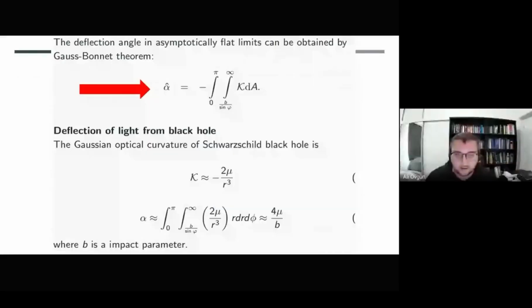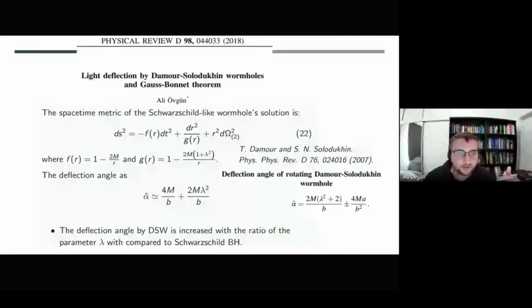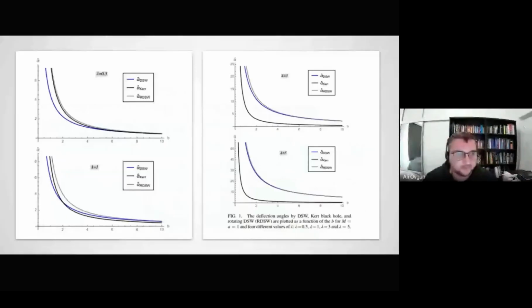Okay, and here you can easily calculate the deflection angle alpha for the Schwarzschild black hole, in terms of m over b. By using this method, I calculated the deflection angle for the wormhole, and here I show the effect of the lambda parameter on the deflection angle. So it is clear that the deflection angle is increasing with the parameter lambda.